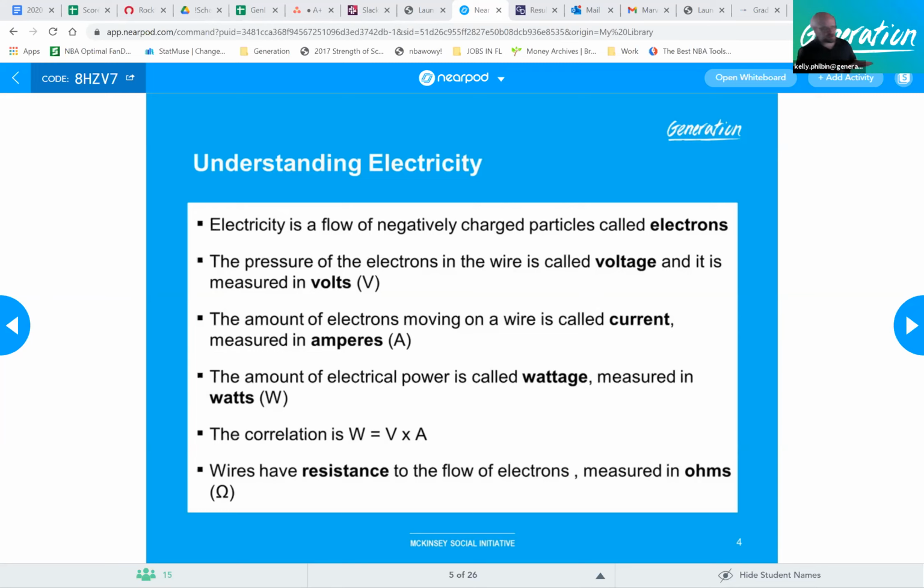Any basic questions on the terminology of volts, watts, and amps?